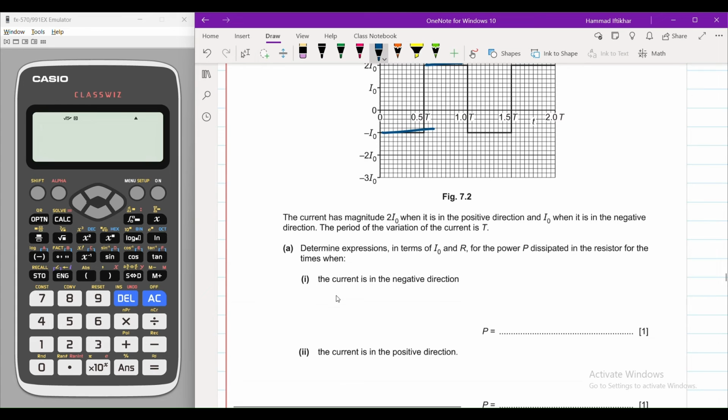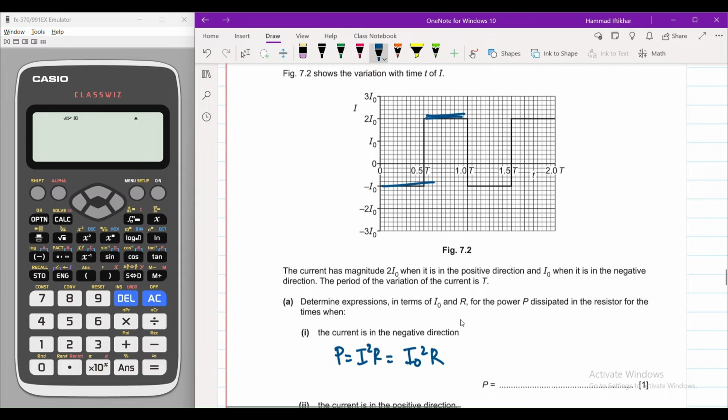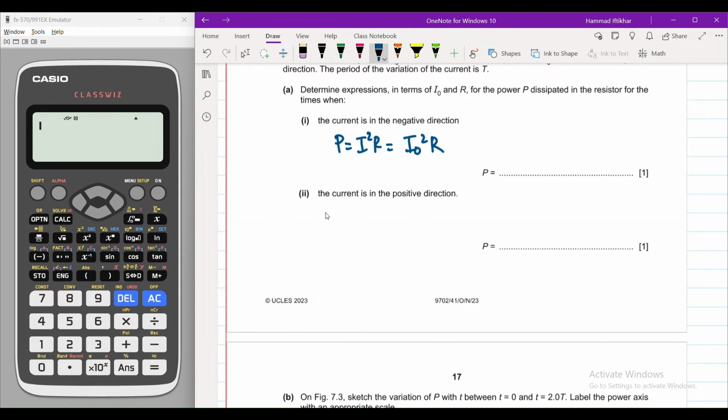So in the negative direction, the power will be, we know that it's I squared R, but in the negative direction, this is I naught. So this is I naught squared R. Similarly, when the current is in the positive direction, again, power is equal to I squared R. So I is 2 I naught, squared R, which is 4 I naught squared R. So one thing to notice, this is 4 times more power dissipation than in the negative direction.